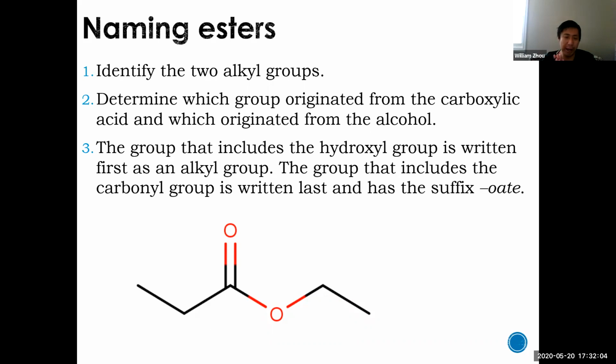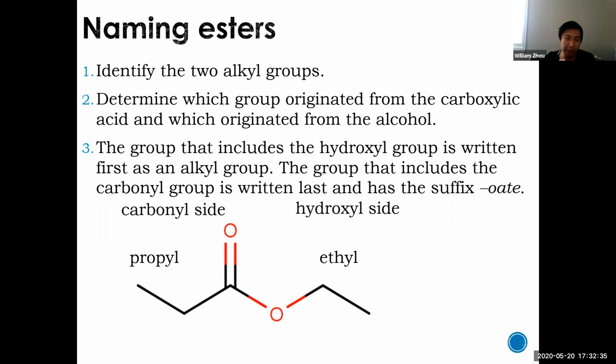So, by the way, an ester is created from the synthesis of carboxylic acid and alcohol. One side will come from the acid, the other side will come from the alcohol. Which is which? The side with the carbonyl group would be the acid side, and the side with the oxygen would be the hydroxyl side. You would have to identify on this one, that's a propyl, that's an ethyl. The carbonyl side is on the left with the double bond O, and the hydroxyl side with the oxygen. So once you determine that, then comes the naming.